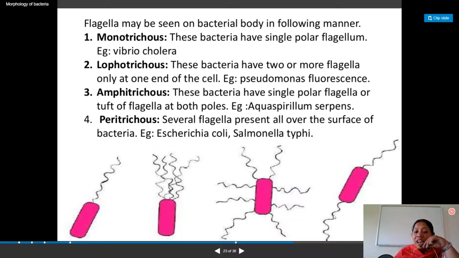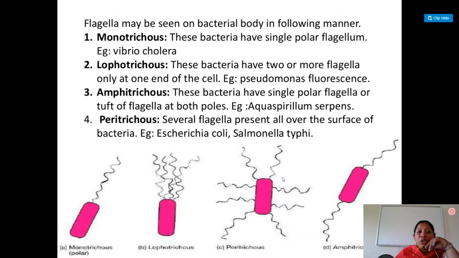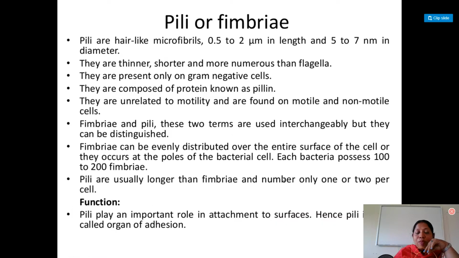Third one, amphitrichous, that is this one. These bacteria have a single polar flagellum on both the poles. Example is Aquaspirillum serpens. Peritrichous: several flagella present all over the surface of the bacteria. You can see everywhere they are present, all over the body. Example, it could be E. coli, which we call Escherichia coli, Salmonella typhi, all this will come.